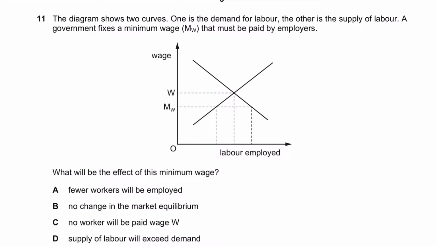Okay, so question number 11 says that the diagram shows two curves. One is the demand for labor and the other is the supply of labor. So this is the demand for labor and the supply of labor. A government fixes a minimum wage that must be paid by employers. What will be the effect of this minimum wage?